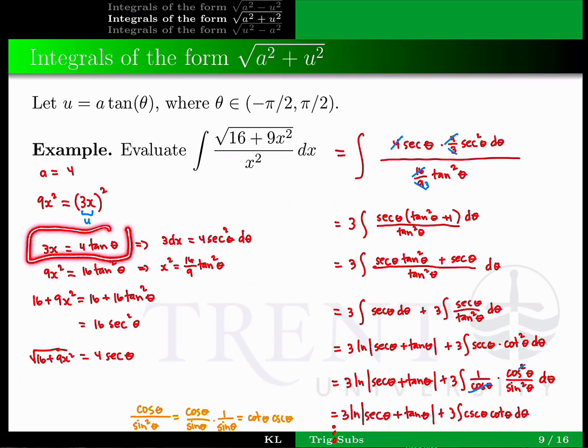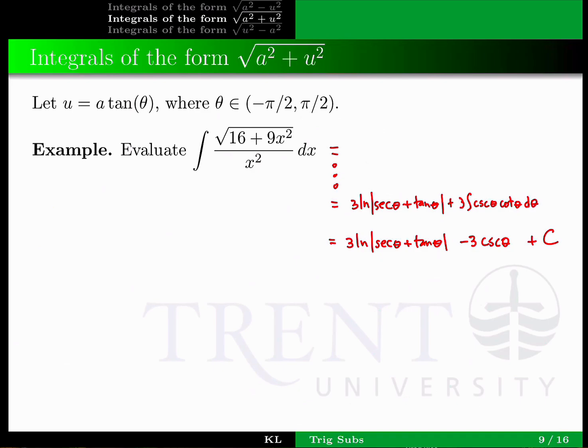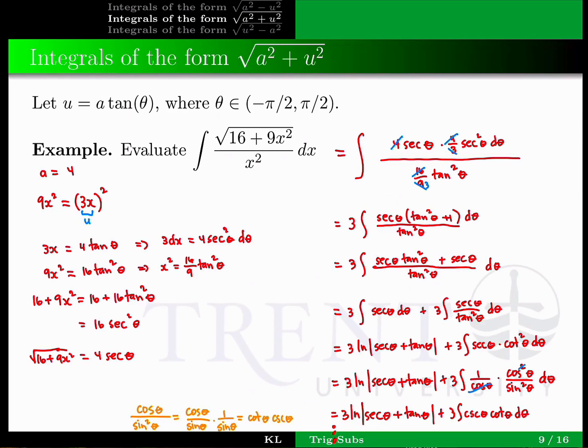3x equals 4 tangent theta. To get tangent theta, we also need this part here. 4 secant theta equals square root of 16 plus 9x squared. So we will get your secant theta. Let me write it on the other side. We will have your secant theta. This is 16 plus 9x squared divided by 3. Or divided by 4. Let me check that again. Yep, it's divided by 4.